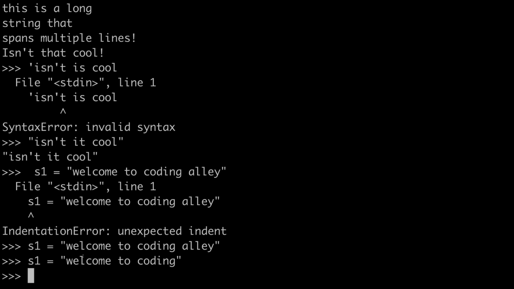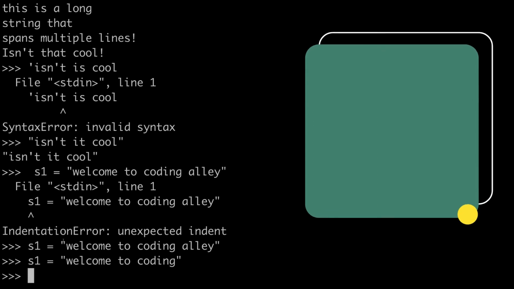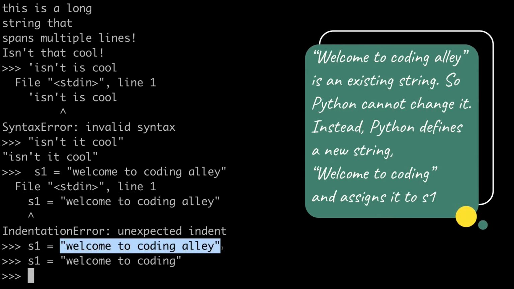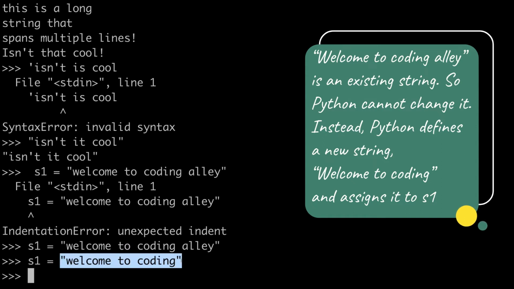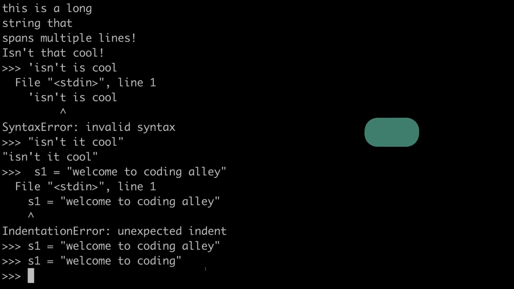What will Python do here? Will it change this particular string and remove the word alley from it? Or is it going to define a new string and then assign it to s1? Well, it's the latter case that is happening here. Python will not alter this particular string, but instead create a new string object entirely and then assign it to s1. Let's understand this again.